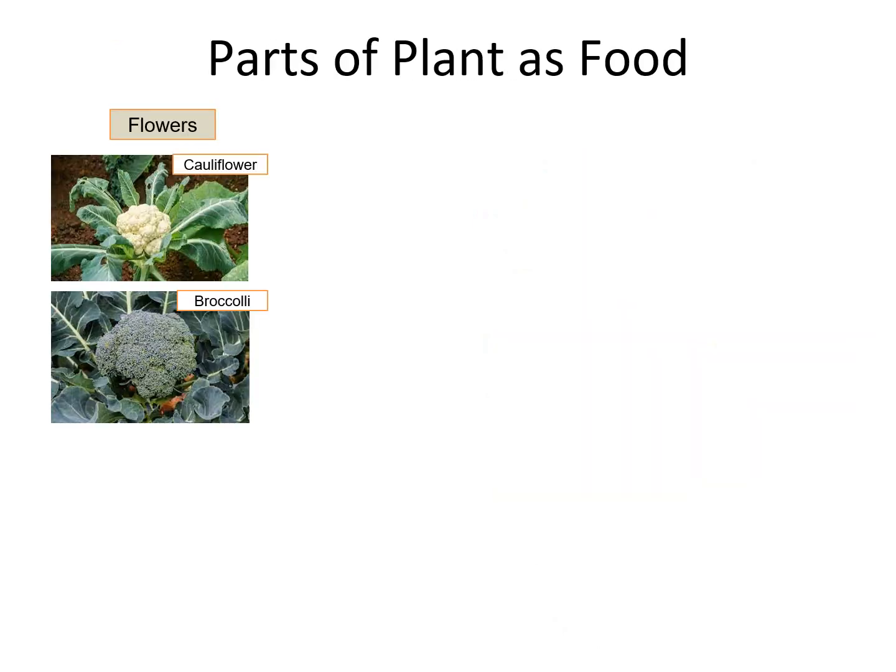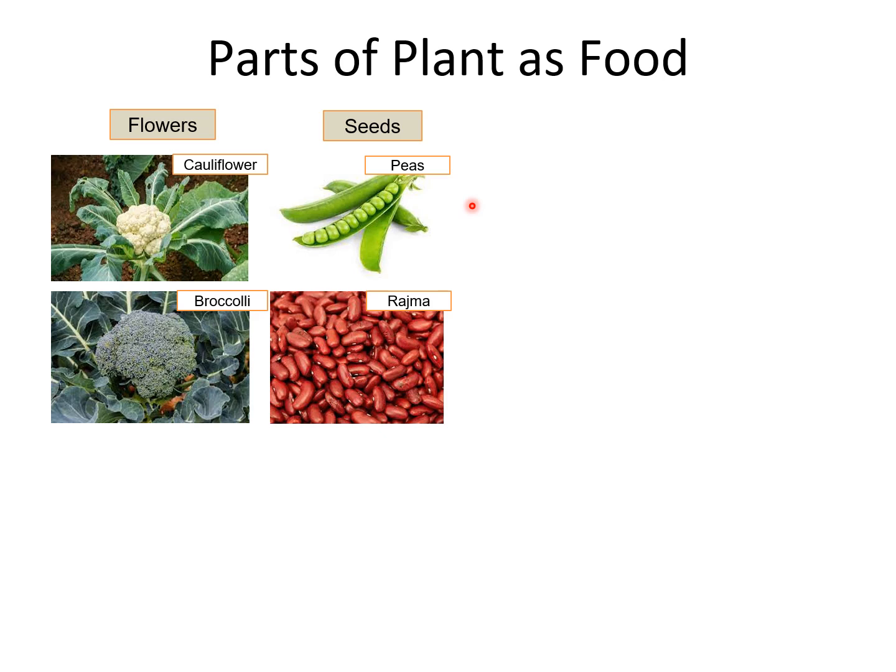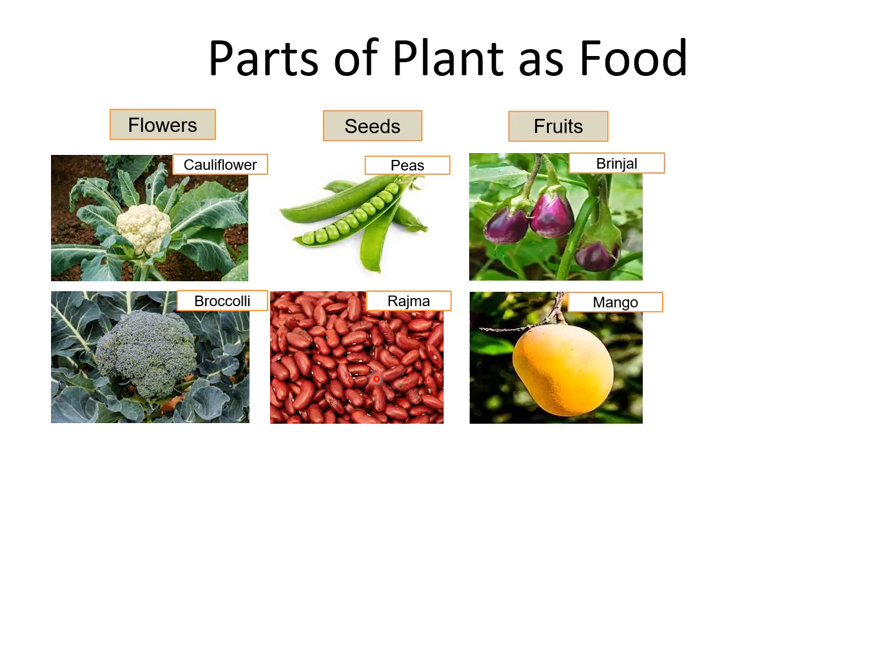So we eat the flowers of cauliflower and broccoli. And then seeds of peas and rajma, and also we eat the seeds of various dals like chana dal, arhar dal, moong dal. These also are seeds that we eat. And among the fruits we eat mango, and brinjal is also a fruit.